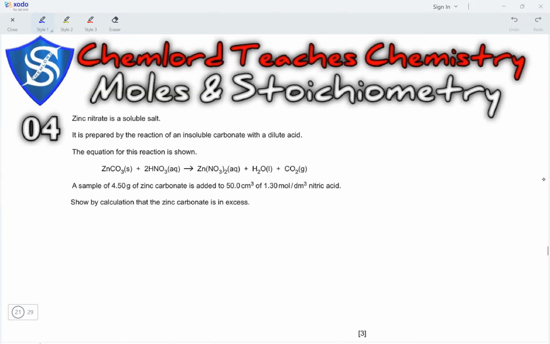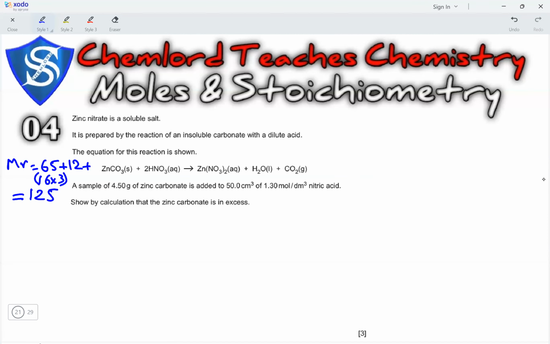So the first thing we need to calculate is the Mr of zinc carbonate, and this would be calculated by adding the Ar of all the atoms present. So we have one atom of zinc, which would be 65. We have one atom of carbon, which would be 12, and we've got three atoms of oxygen, which would be 16 times 3. And we add these values together, we end up with an Mr value of 125 for zinc carbonate.